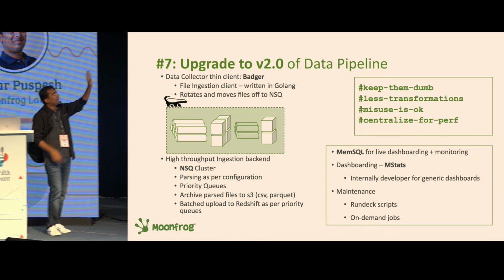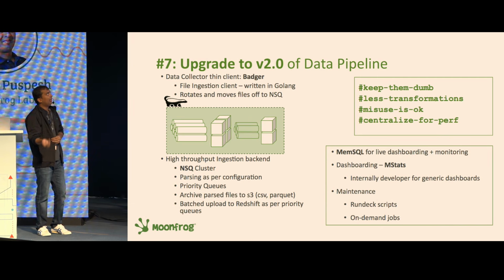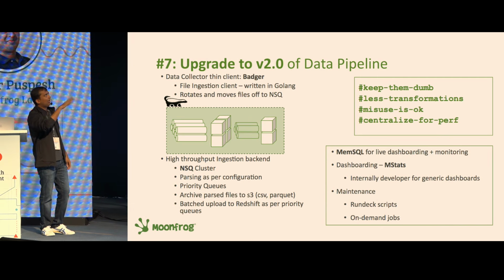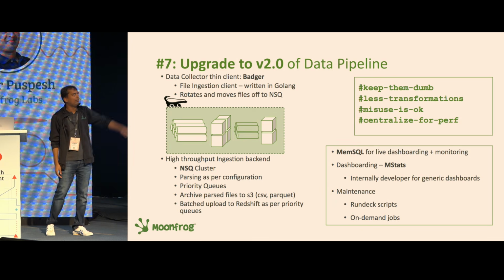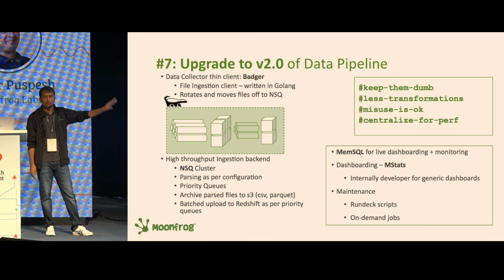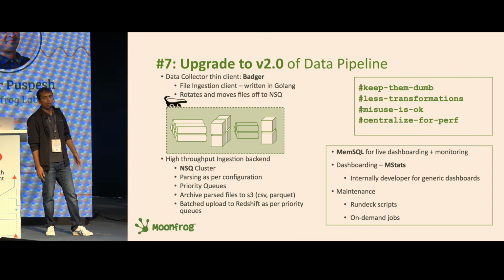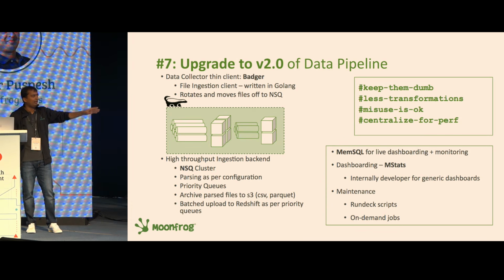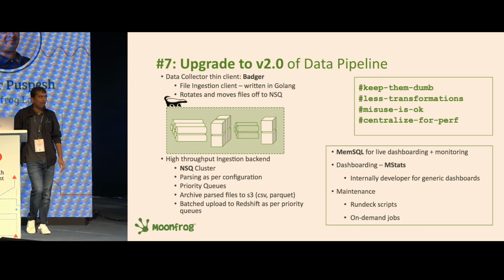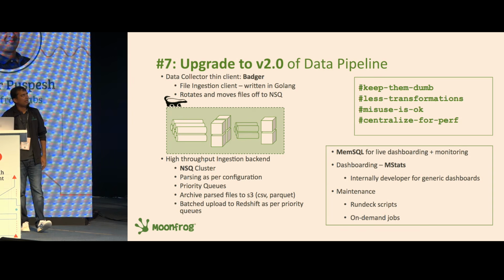Now, just an explanation: Badger is a file ingestion client, a thin file ingestion client written in Golang, which rotates and moves files to NSQ. Then this was the Badger pipeline, which is a high throughput ingestion backend. All the pieces are written in Golang. We use NSQ for high throughput message passing, and archive files to S3 in CSV and Parquet format as well now, and batched upload to Redshift as per priority queues, and memSQL for maintenance, like that's very standard.